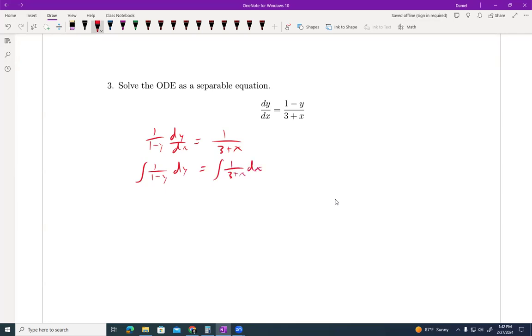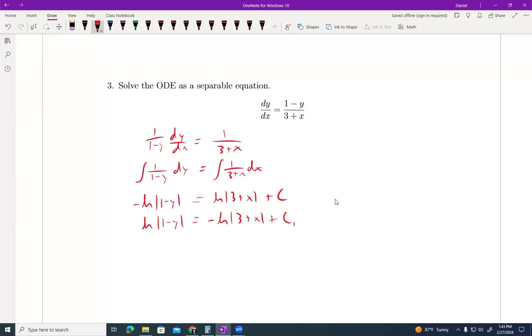Okay, and then now we have to integrate this. The integral of 1 over 1 minus y is negative ln absolute value of 1 minus y. The integral of 1 over 3 plus x is ln of absolute value of 3 plus x plus c. And then now we've got to solve for y, basically. So we'll multiply both sides by negative 1. We get ln of absolute value of 1 minus y is equal to negative ln absolute value of 3 plus x. Plus c and minus c are the same thing, right? Call it plus c1, where c1 is negative c if you want.